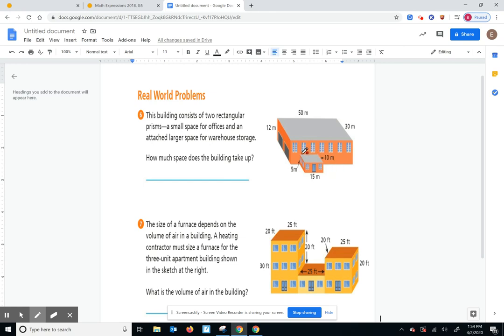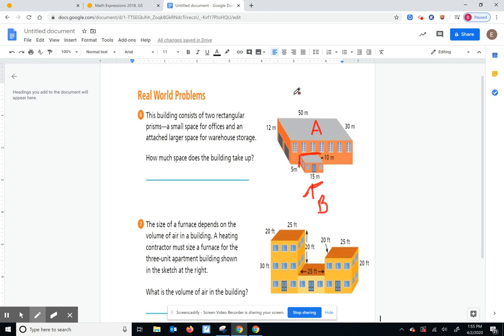So I am going to draw a line and know that we are going to separate these two buildings, these two rectangular prisms, on this line right here. So that means we have a large building, which I'll mark as A, and we have a small building, which I will mark as B. Okay, so I'm going to start with the large building first, guys, and I'm going to write down the formula and how I'm going to find that.